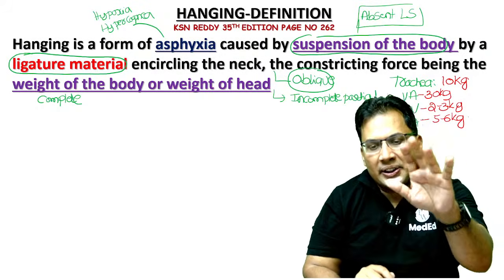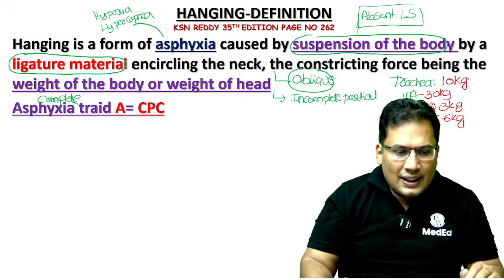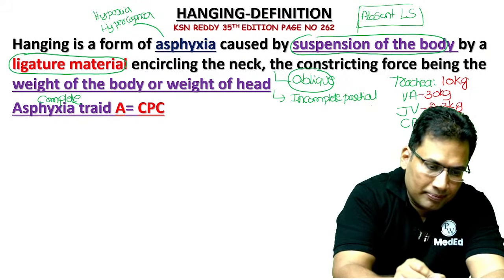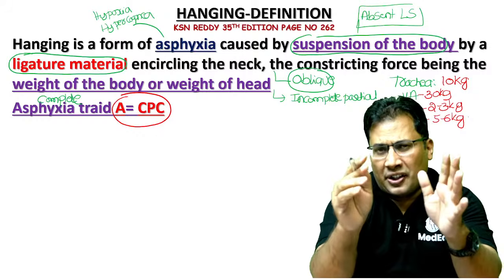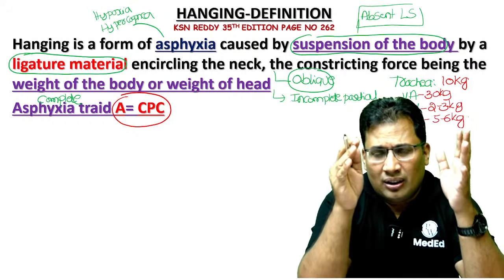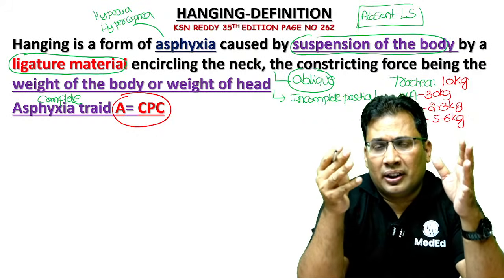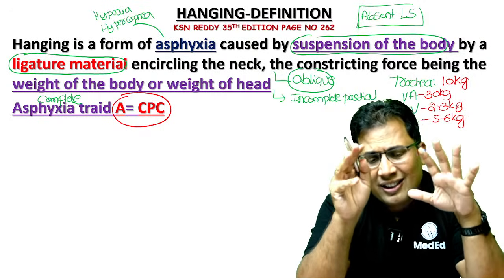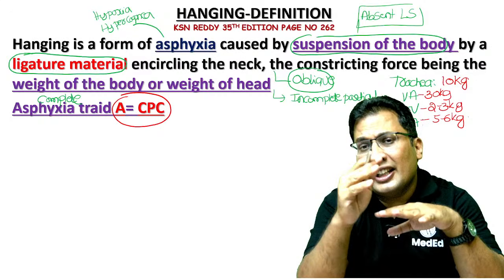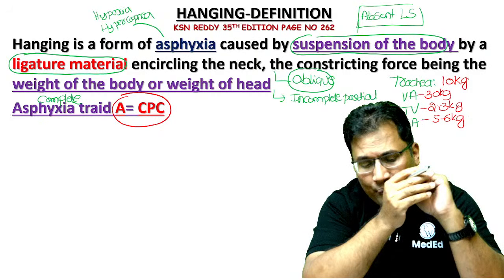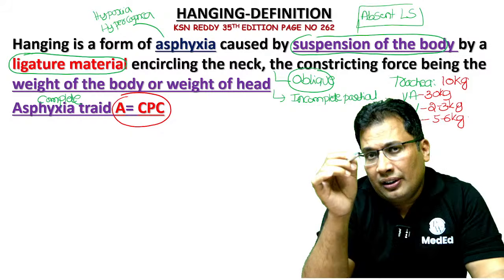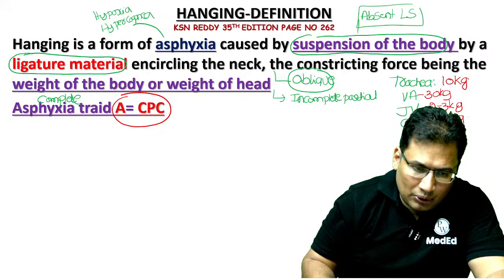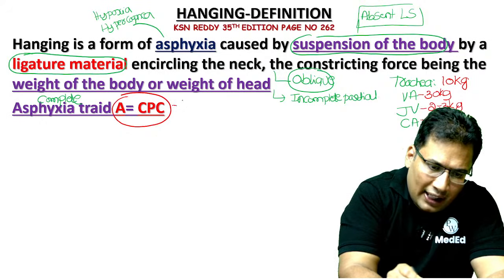Okay, so this is the definition. The asphyxial triad is basically A is equal to CPC. Any asphyxia, strangulation, mugging, wedging, any asphyxia, choking also, the common findings are CPC. A is equal to CPC. C means cyanosis, C means congestion, P means petechial hemorrhages. So, C means cyanosis.